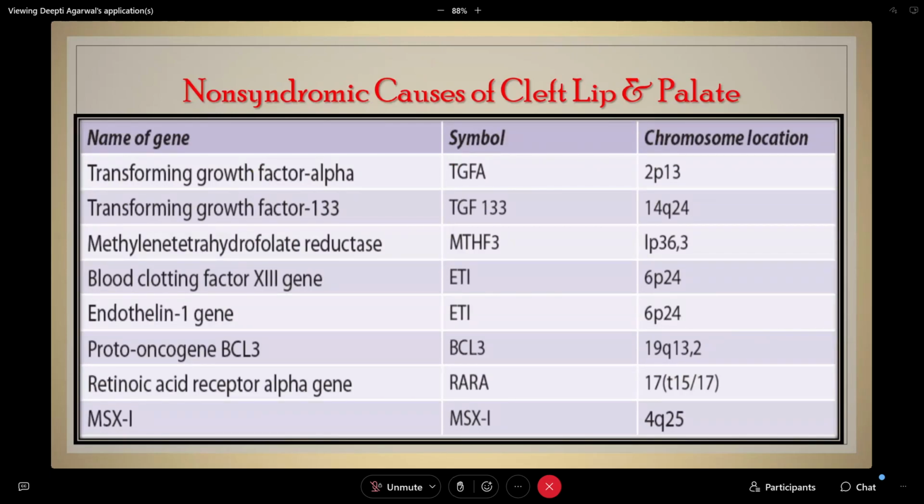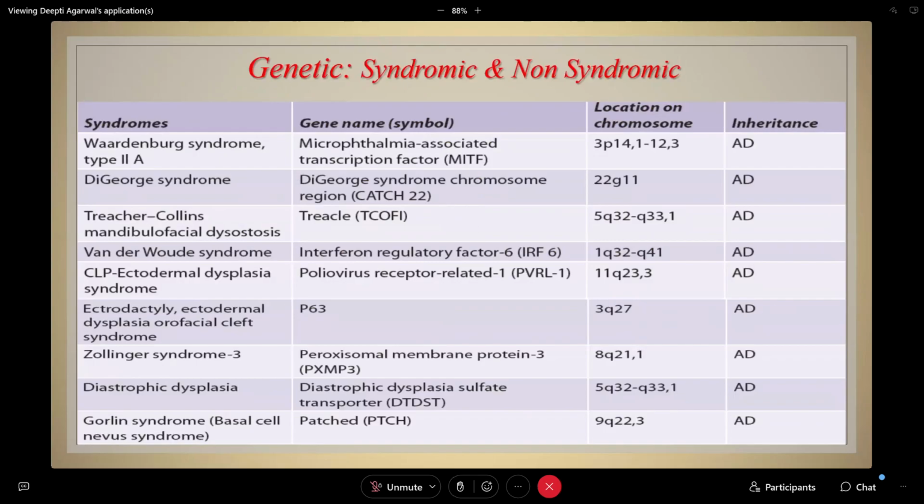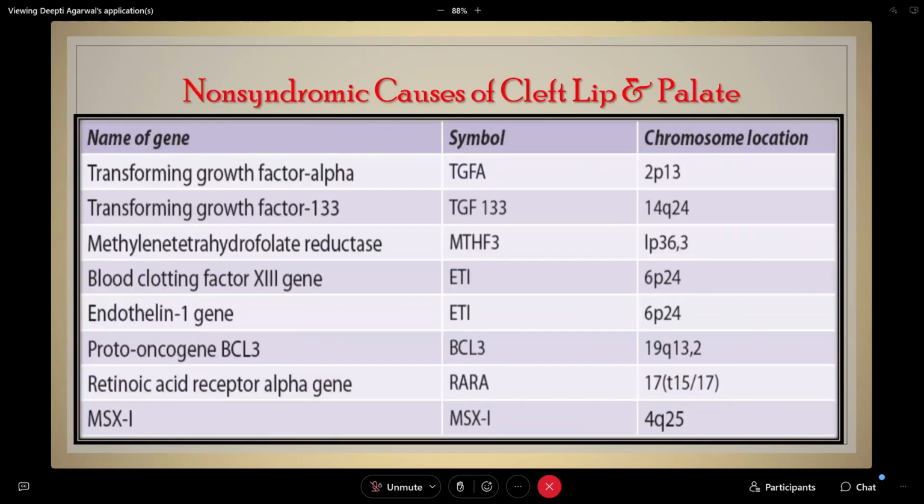It may have a known or unknown cause. Now, variants of interferon regulating factor 6 gene, that is IRF6, have also been implicated in Van der Woude syndrome. But some variants have been implicated in non-syndromic clefting also.